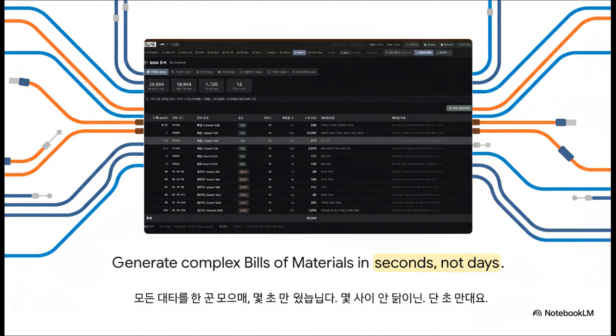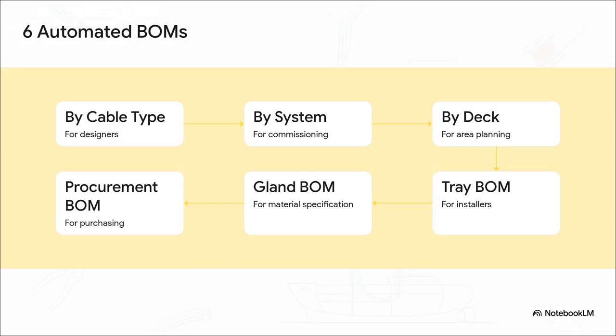See, this is the power of having a truly integrated system. Because all of your data is in one smart place, generating a complete bill of materials, or BOM, takes seconds. And I'm not exaggerating. Not hours, not days, seconds. And we're not just talking about one generic type of BOM. The system generates everything you could possibly need. You've got a BOM sorted by cable type for the designers, one by system for the commissioning team, a tray BOM for the installers, and even a procurement BOM with the margin already built in for the purchasing department. It's all there, ready to go.